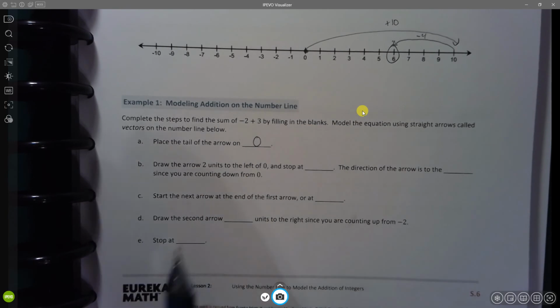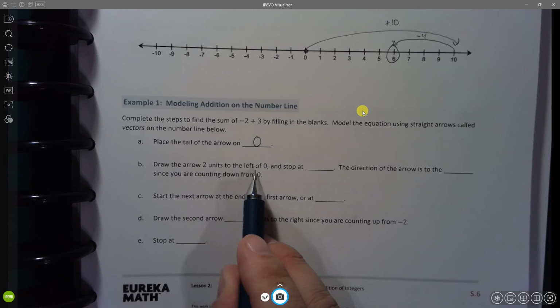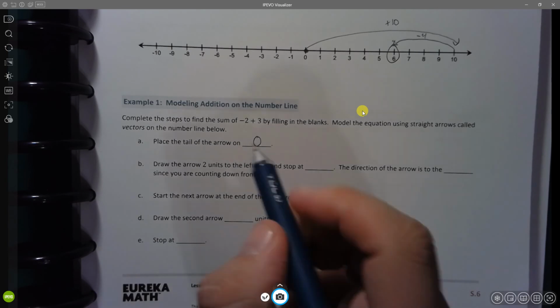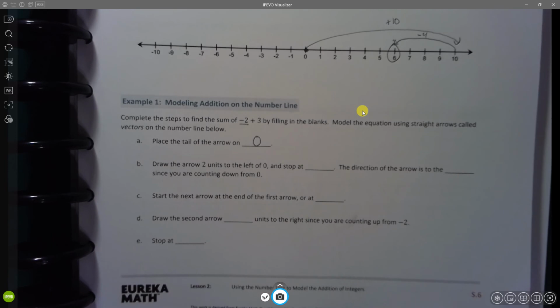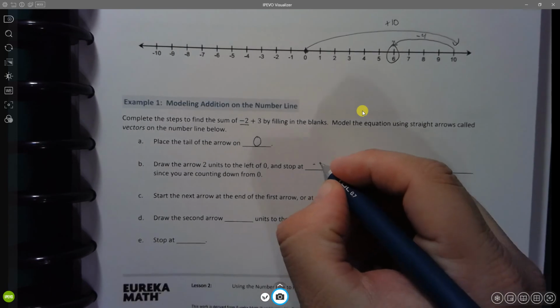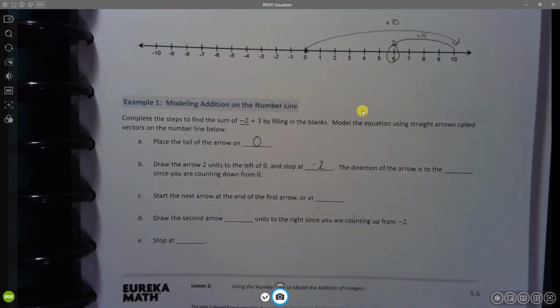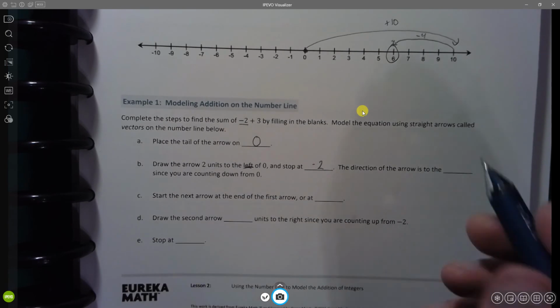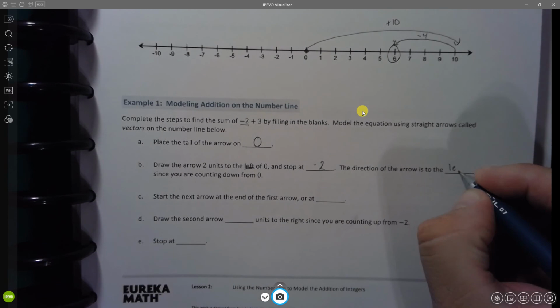Draw the arrow 2 units to the left of 0 and stop at 2 units to the left. 2 units to the left means we're going to be in the negative area of the number line, and we already know that the number we're looking at is negative 2. Stop at a negative 2. The direction of the arrow is to the blank since you are counting down from 0. That's easy, because the problem gave us that information. The direction of the arrow is going to be to the left.